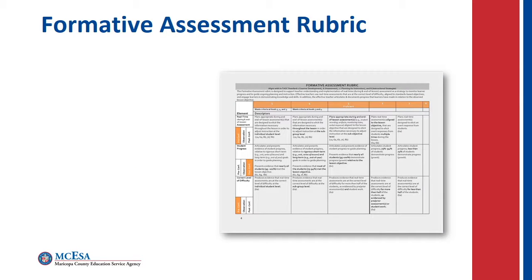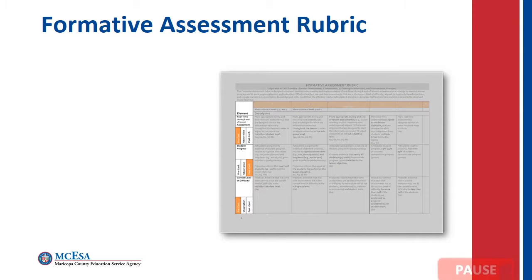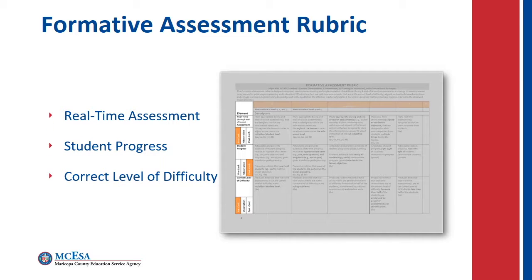Take a look at the formative assessment rubric. It begins on page 4. How many elements do you see? Right. This rubric contains 3 elements: real-time assessment, student progress, and correct level of difficulty.